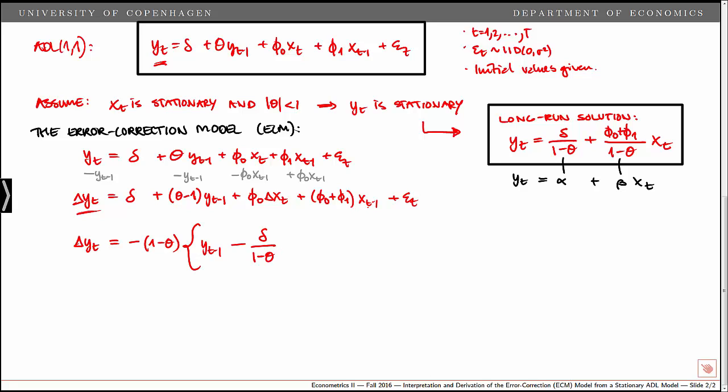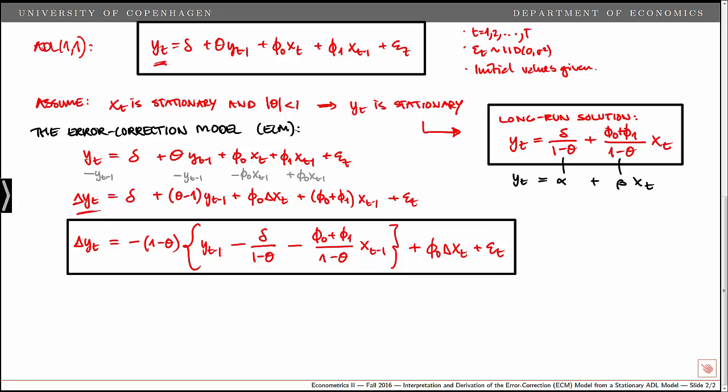We do the same for the lag level of x_t here. So we get minus phi_0 plus phi_1 divided by 1 minus theta, multiplied by the lag level of x_t, like this. Then we had the other term here, phi_0 times the first difference of x_t, and finally we had an epsilon_t. So this is the error correction model corresponding to the ADL(1,1) model.